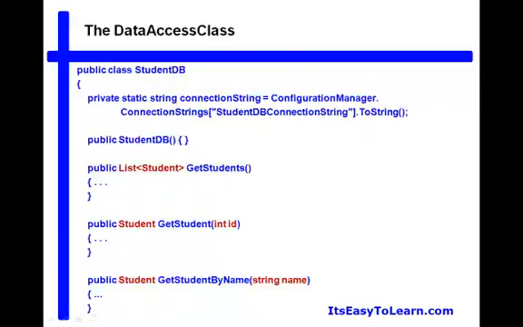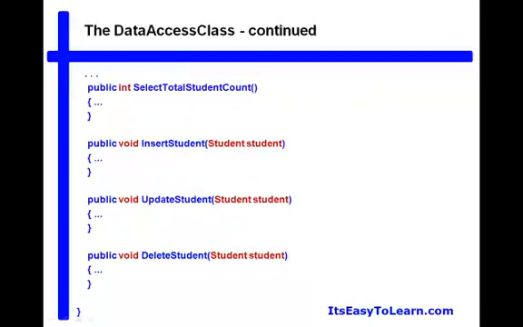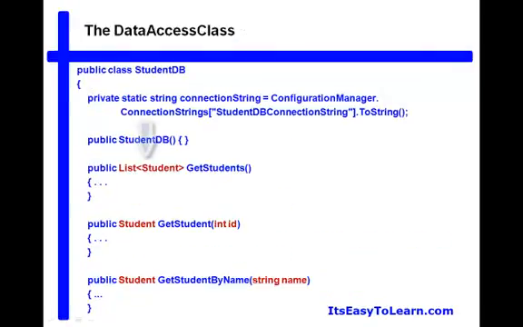Next, our data access class is called StudentDB, and it has the methods getStudents, getStudent by name, insertStudent, updateStudent, deleteStudent, etc. The insert, update, and delete student methods take a parameter of type student, which is the data object type name which we saw previously. The getStudents method returns more than one student, and hence the return type is a list of students. And note, we have a no argument default constructor here.